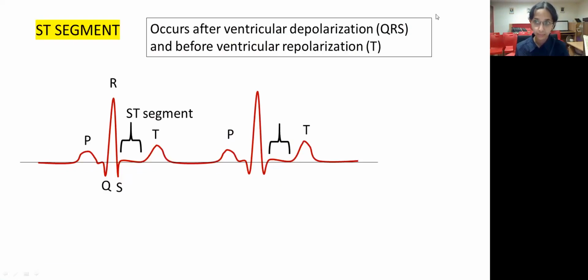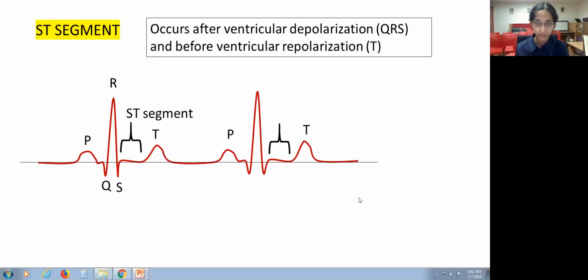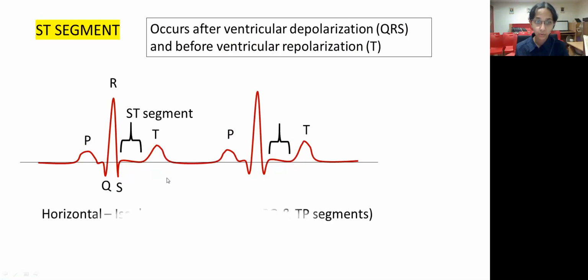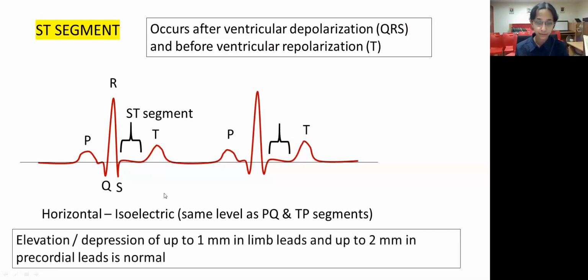Now coming to the important segment which is related to the ventricular activity, which is the ST segment. Now the ST segment occurs after the S wave and before the T wave, and hence it occurs after the ventricular depolarization but before the ventricular repolarization, and it is always isoelectric. How do you define isoelectric? Isoelectric means it's at the same level as the PQ segment and it's at the same level as the TP segment. This is the TP segment. So ST segment is always isoelectric.